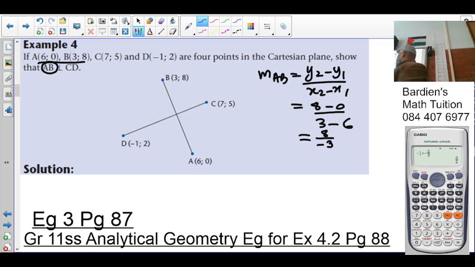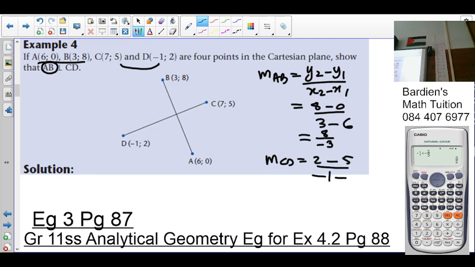Not so. So let's see. So you're going to work out the gradient of CD. So let's work out the gradient. It's going to be between these 2 points now. It's going to be 2 minus 5 over negative 1 minus 6. What's 2 minus 5? Negative 3 over negative 8, which is 3 over 8. So hang on. This is good. So what do I say? Since, yes, good start.